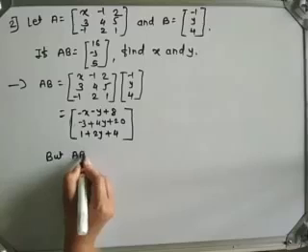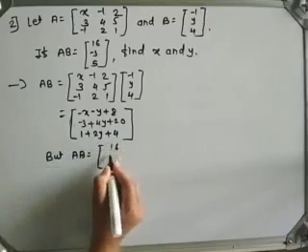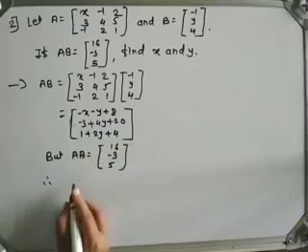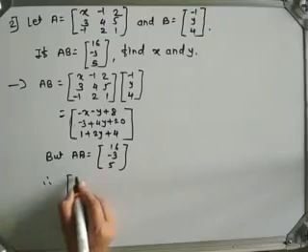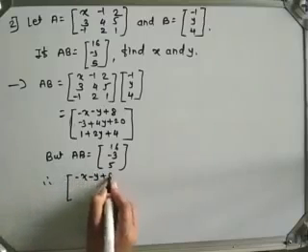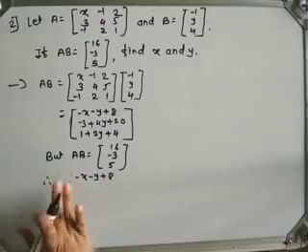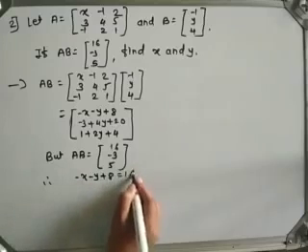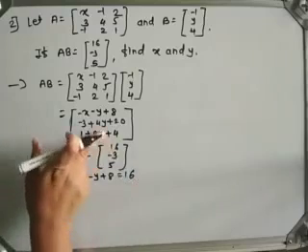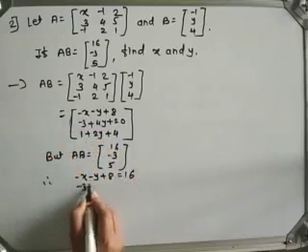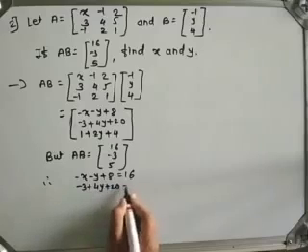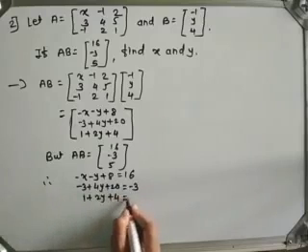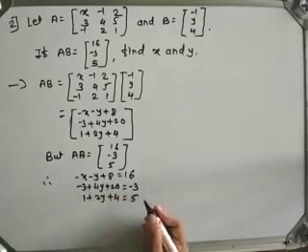in the problem we have been given that AB is equal to the matrix [16; -3; 5]. Therefore minus x minus y plus 8 is equal to 16, because these two matrices are equal. Minus 3 plus 4y plus 20 is equal to minus 3. And 1 plus 2y plus 4 is equal to 5.